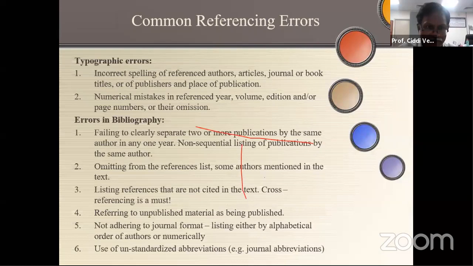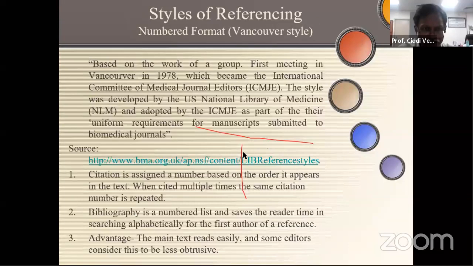Then typographical errors. All these are some of the common errors which I have already talked about: year, volume, edition, page numbers, authors. So all these things should be avoided. Now there are two ways of writing references.